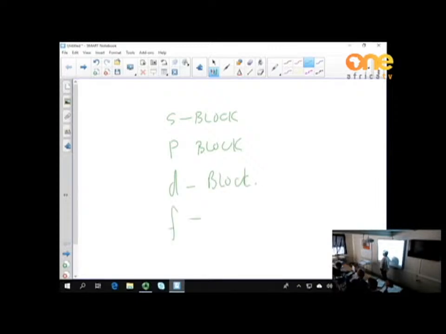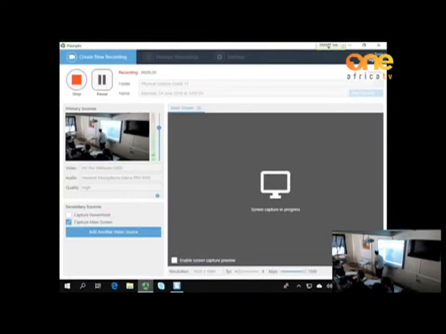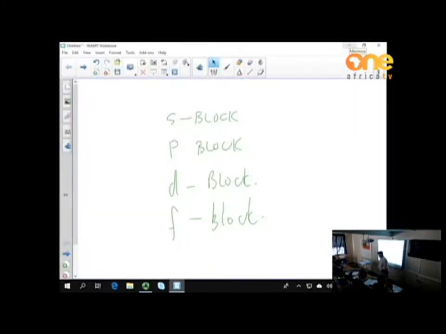And F block elements. We have to have a look at the electron distribution. We get S block, P, D, F, and F block elements.